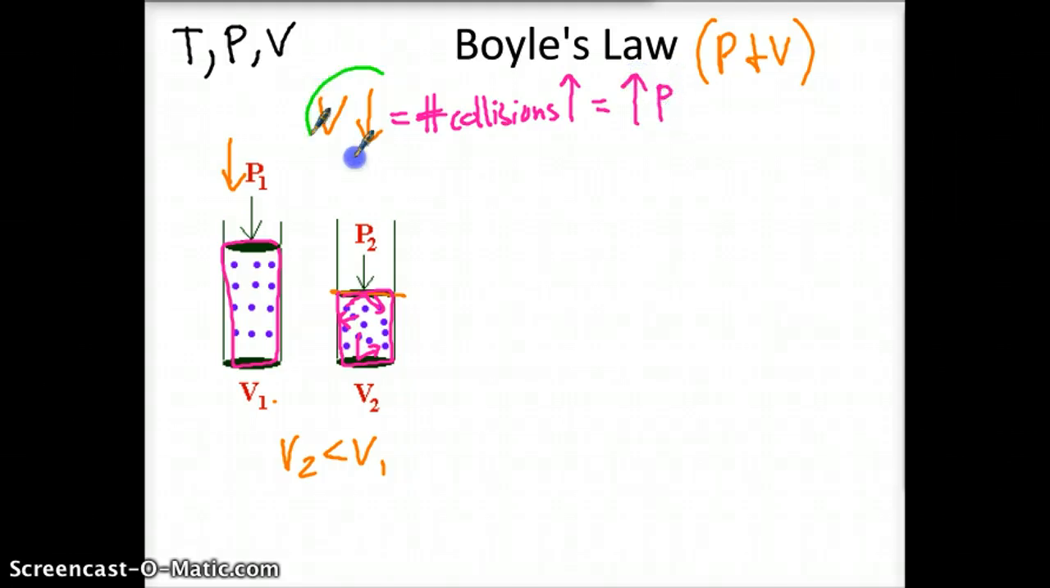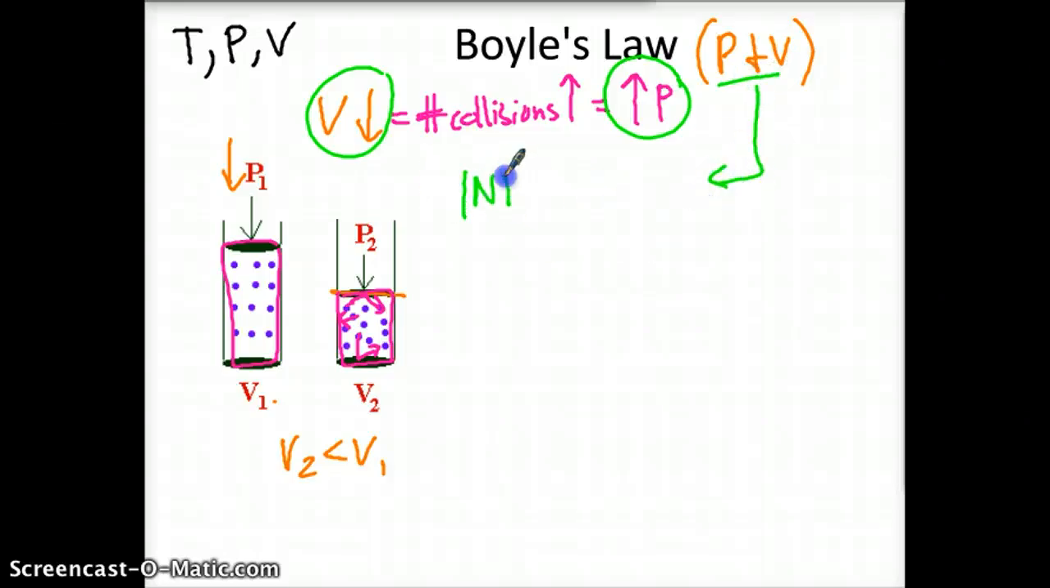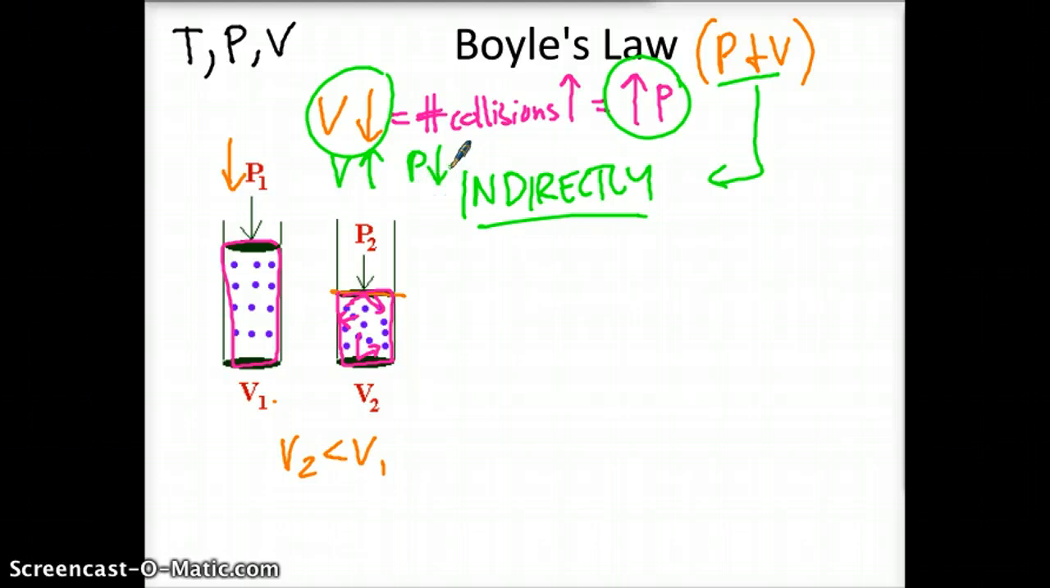So since as volume drops, pressure increases, these are moving in opposite directions, we would say that pressure and volume are indirectly related, or inversely related. If volume goes down, pressure goes up. On the other hand, we could say if volume goes up, pressure would go down. So what we need to recognize is qualitatively how to apply this, but also quantitatively.